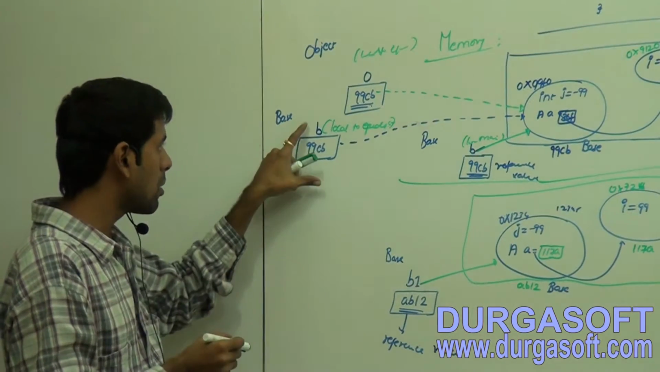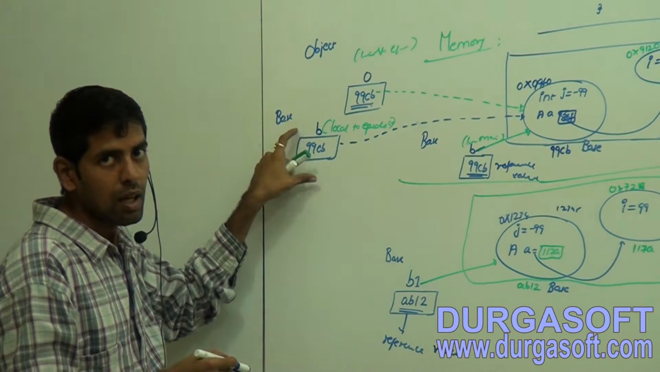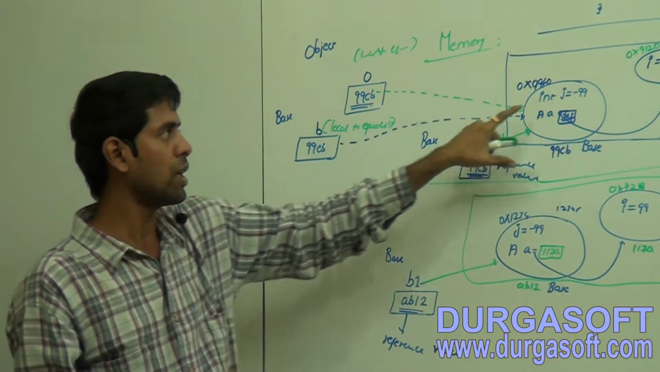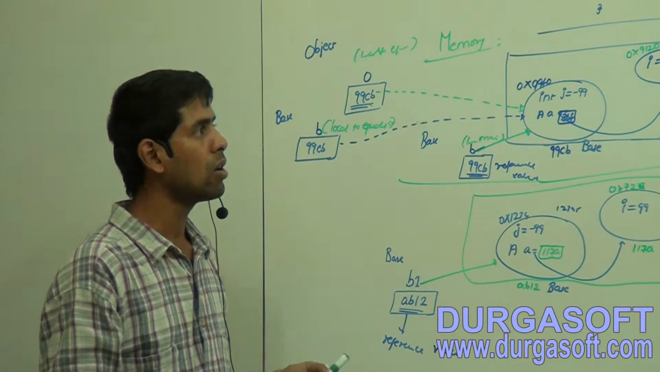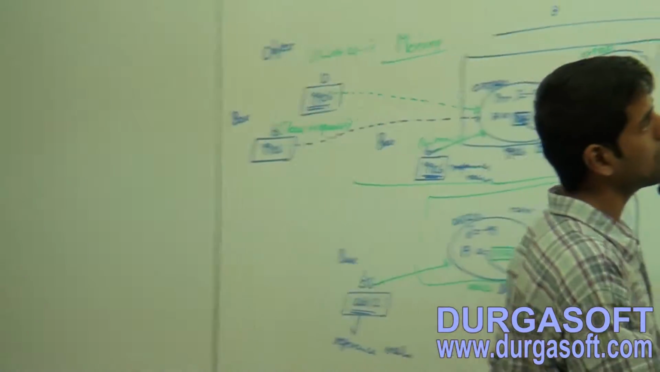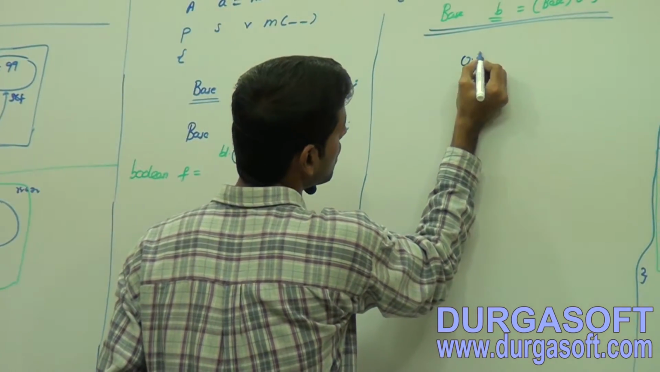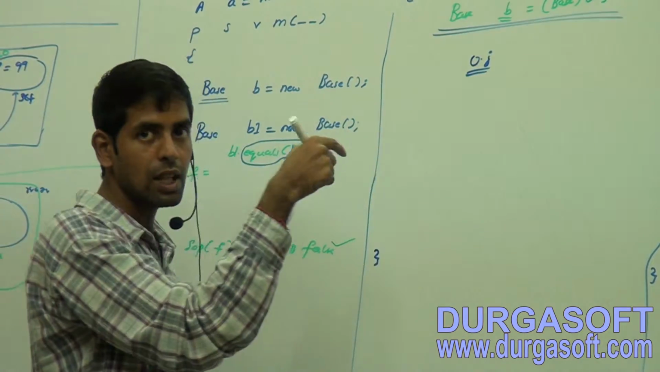Now on this base B, can I get the j variable value? Yes. Of course, you might be getting a doubt: hello mister, can you go and access the variable j by using o.j? No, you cannot access that one in that way.